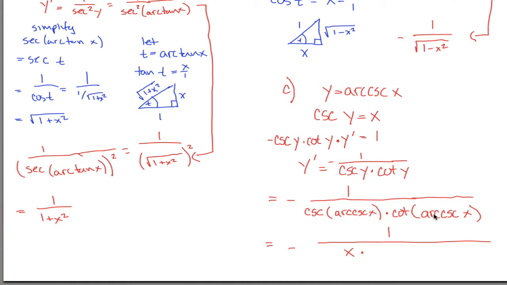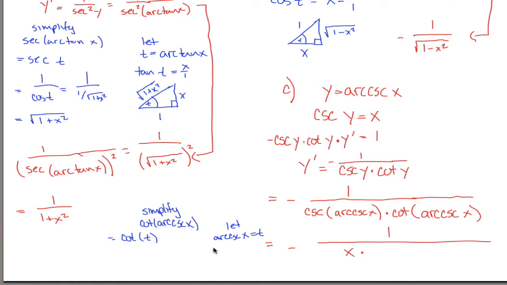I just have to simplify cotangent of arc cosecant of x. Where am I going to do that? I'm not sure. Maybe I can squeeze it in here. Let's try to simplify cotangent of arc cosecant of x. The way we're going to do that is we're going to call arc cosecant of x t, so we'll be able to say this thing is just cotangent of t. We let arc cosecant of x be equal to t, and so we want to figure out what cotangent of t is.